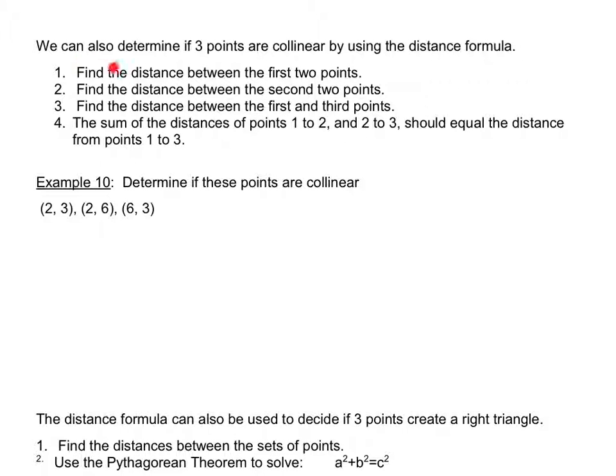So let's take a look at some more examples. Okay, so it says we can also determine if 3 points are collinear by using the distance formula. So it says find the distance between the first 2 points, find the distance between the second 2 points, find the distance between the first and the third points. The sum of the distance of the points 1 to 2 and 2 to 3 should equal the distance from 1 to 3. Okay? So it says determine if these points are collinear. So we got to find the distance between points 1, 2, and 3. So follow these steps and try to do that. Because I'm going to press pause and do them all, so they'll just pop up.